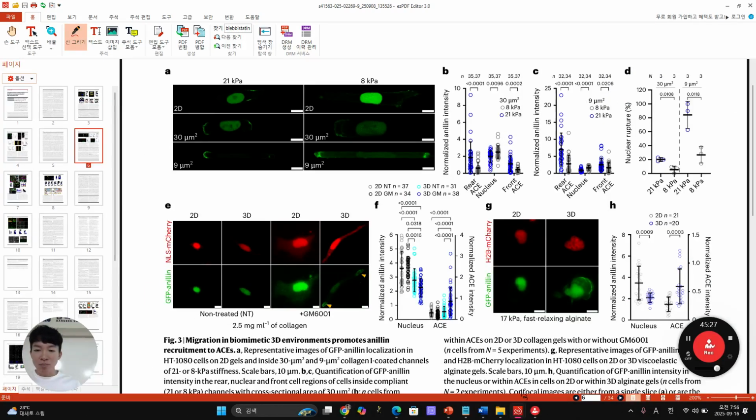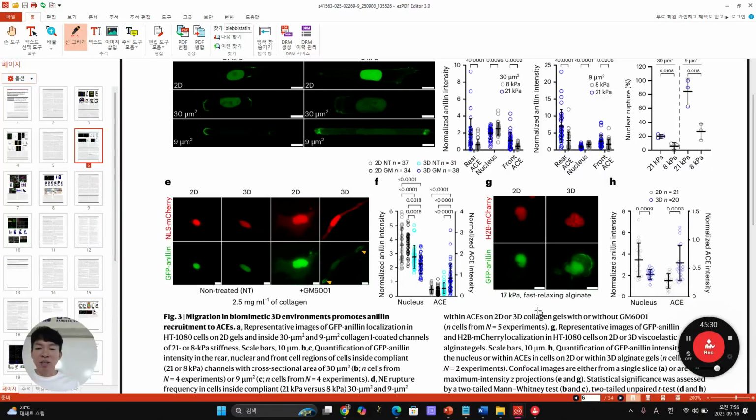And then here they are testing fast relaxing alginate. Probably collagen is also a relaxing gel, but some people are asking, so that's why they synthesize an alginate gel, and then they found out that in this 3D structure you can also see more annealing detected at the edge when they are migrating. So they found out that migration in a biomimetic 3D environment promotes annealing recruitment to ACEs.